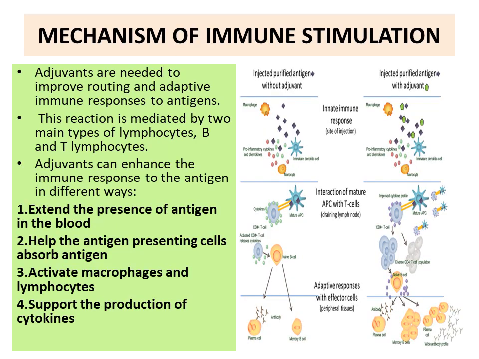Mechanism of immune stimulation. Adjuvants are needed to improve the innate and adaptive immune responses to the antigen. This reaction is mediated by two main types of lymphocytes, B cells and T cells. Adjuvants can enhance the immune response to antigen in different ways. For example, they extend the presence of antigen in the blood, that is depot type. They help the antigen presenting cell to absorb the antigen. Then activate macrophages and lymphocytes and support the production of cytokines, thereby enhancing the immune responses.